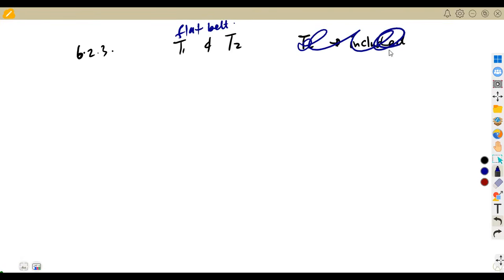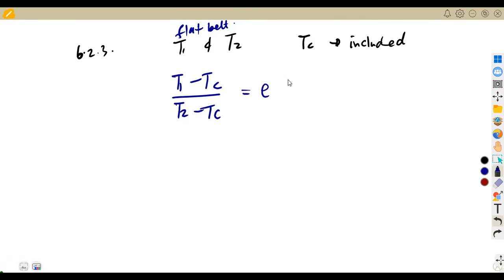If the centrifugal force was not included, we would have the ratio between T1 and T2 equal to e to the exponent of mu theta. That was supposed to be our formula. But because we now have the centrifugal force into consideration, our formula for the flat belt is (T1 minus TC) over (T2 minus TC) equals e to the exponent of mu theta, where theta is the angle of contact. If you are working with a V belt, then you have cosec beta for the groove angle. But here we are talking about a flat belt, so we are not going to have this part.